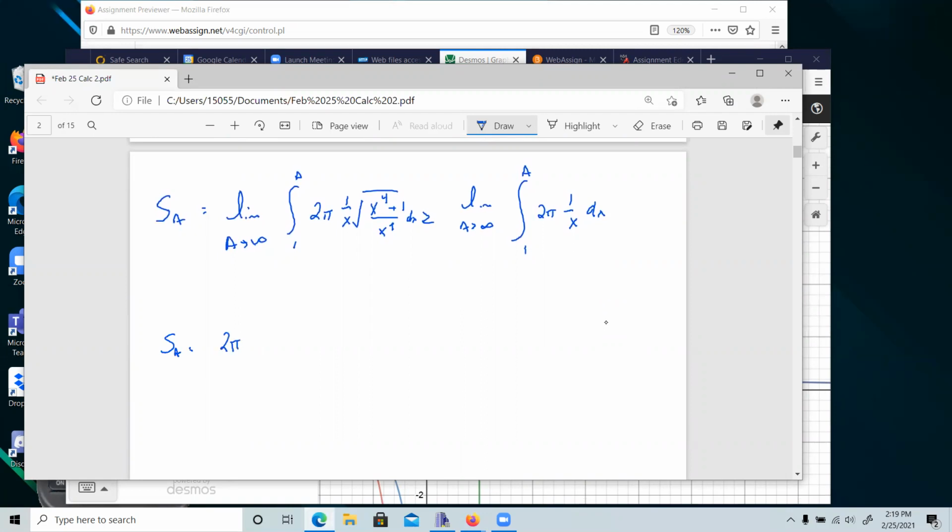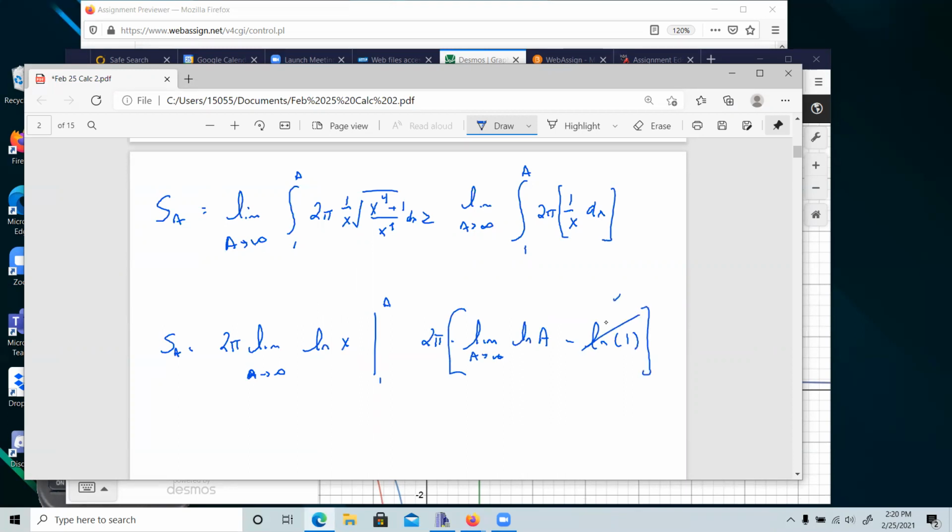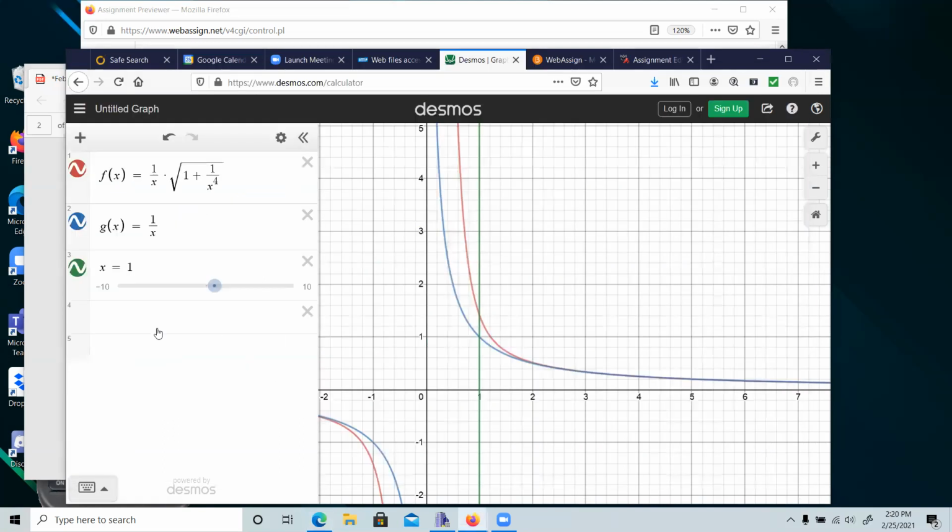That's going to be 2 pi times the limit as a goes to infinity of the integral of 1 over x dx, right? That integral is natural log of x, isn't it, from 1 to a. So this is going to be 2 pi times the limit as a goes to infinity of the natural log of a minus the natural log of 1. Well, I know the natural log of 1 is 0.